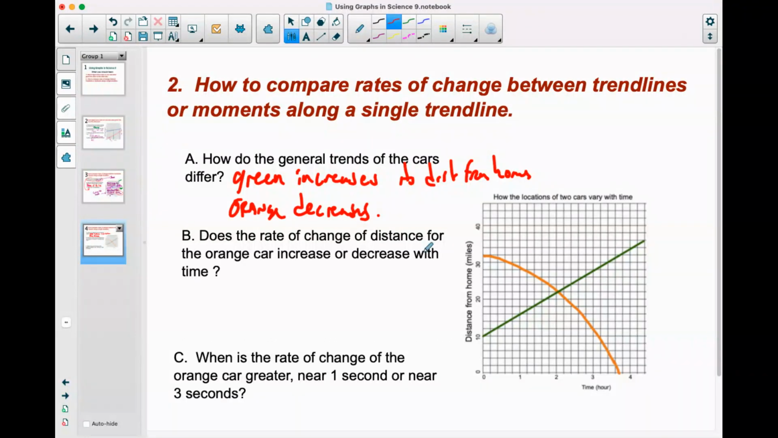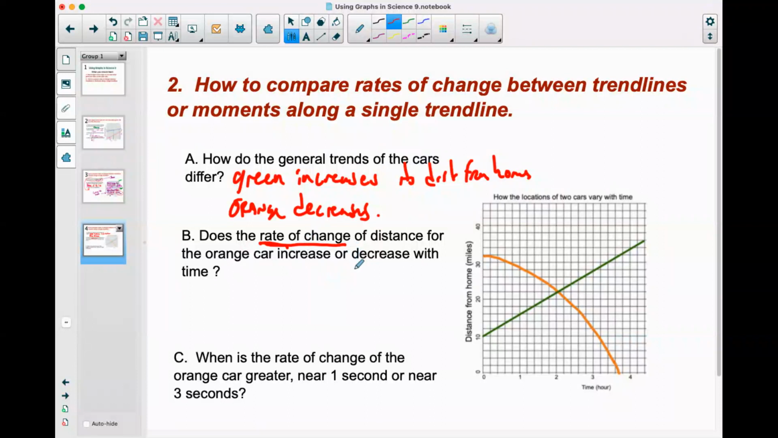Now, does the rate of change of distance for the orange car increase or decrease with time? This is a question we have to be very careful about answering, because it's not asking, does the distance increase or decrease? It's asking whether the rate of change increases or decreases. The distance clearly decreases. We start at 32 and it ends up here at 0. So they end up back home. So the distance from home actually decreases, but that's not what this question is asking. This question is asking, does the rate of change increase or decrease?